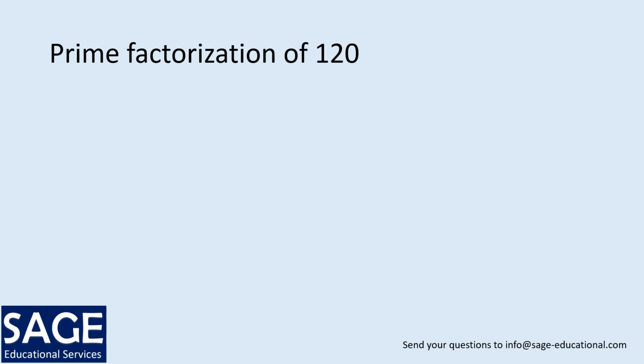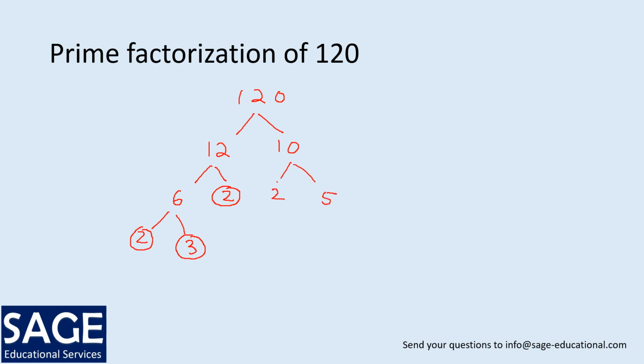Let's do the prime factorization for 120. So 120 is 12 times 10, and then 12 is 6 times 2. So 2 is a prime number. And then 6 is 2 times 3. So 2 is a prime, and 3 is a prime, and then 10 is 2 times 5. So 2 is a prime and 5 is a prime.